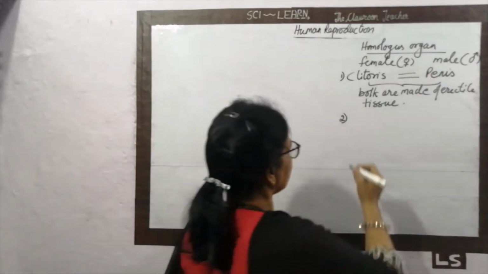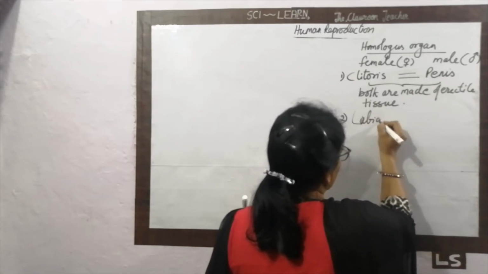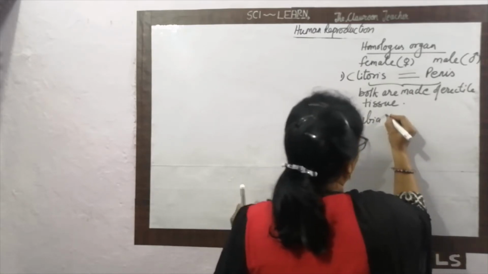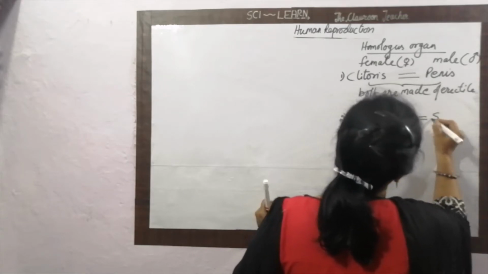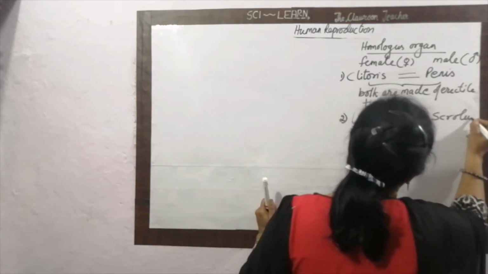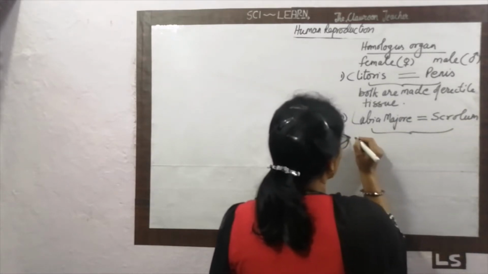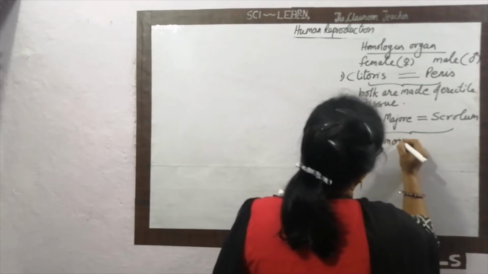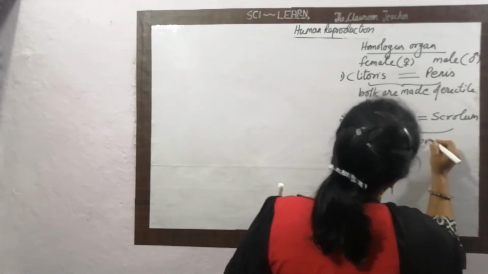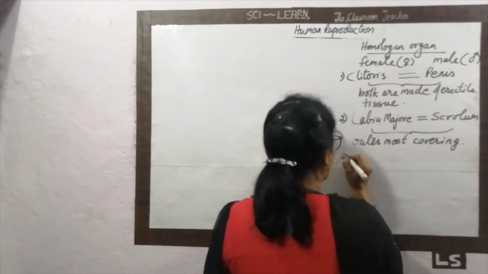Second homologous organ is the labia majora. It is similar to the scrotum. Why are these similar? Because they are the outermost covering, protecting the inner part of the body.